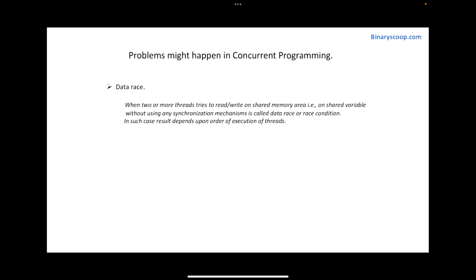Now let us understand it with the help of a picture. For example, we have a memory and a number of tasks or threads are running to read or write some common memory area. Then this race condition is called a data race.